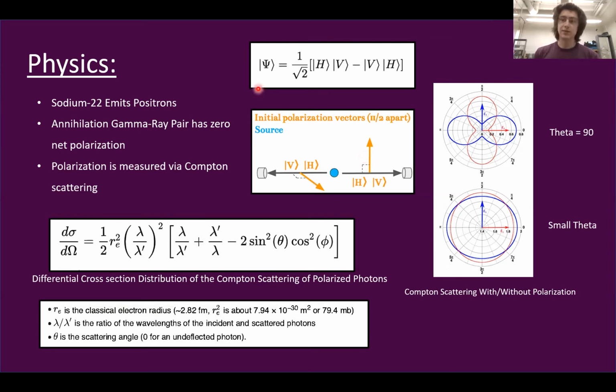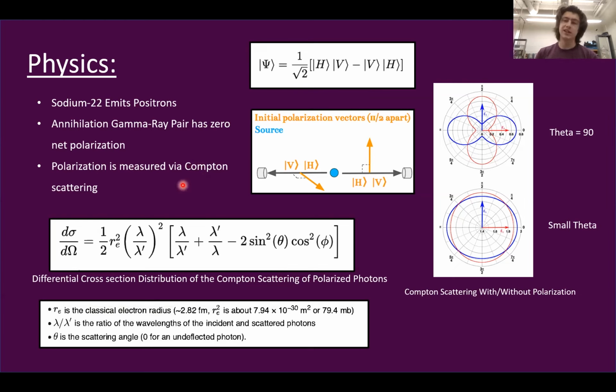This can also be described by this entangled state here, if that's more familiar, with the possibilities of horizontal-vertical or vertical-horizontal. Of course, both of these are possibilities and we don't know which one, so we have to describe the system in this entangled state. Measuring this polarization is our goal, but it can't be done with easier methods like filters because of the high energy of the gamma rays that we're looking at.